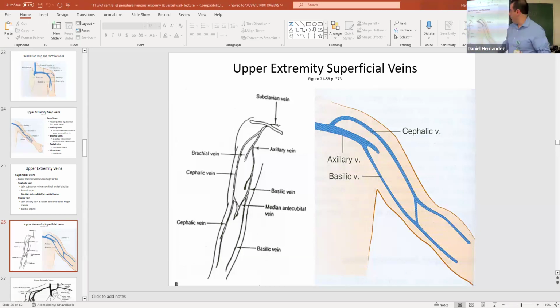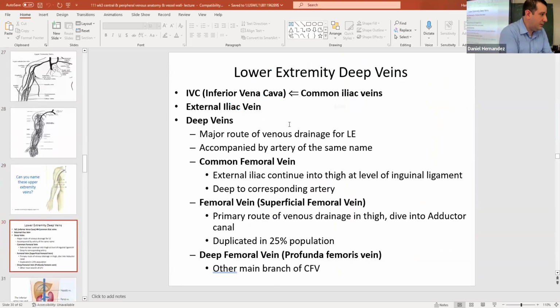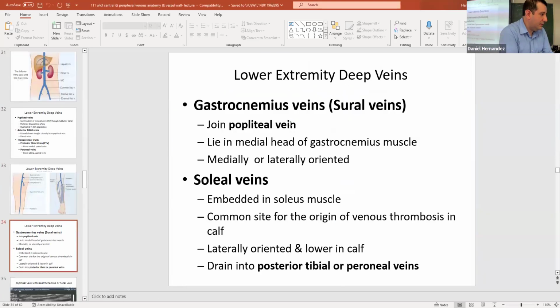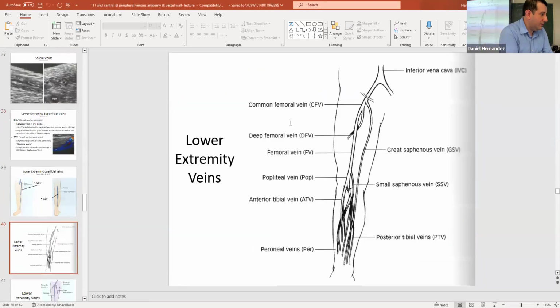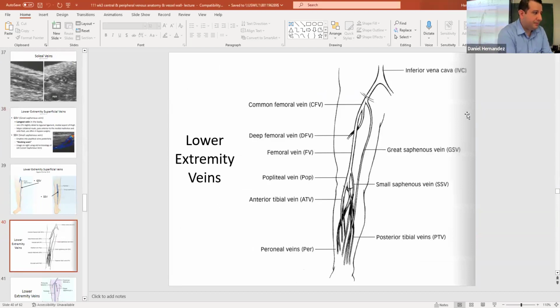So again, just be able to label the upper extremity arteries, the upper extremity veins, the lower extremity arteries, the lower extremity veins. Be able to label your lower extremity veins.